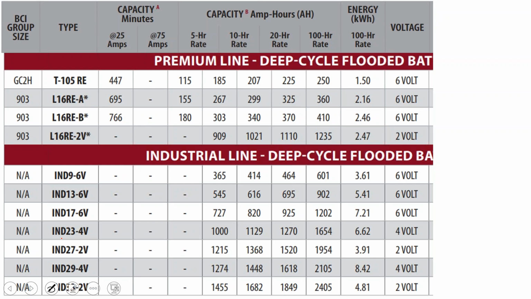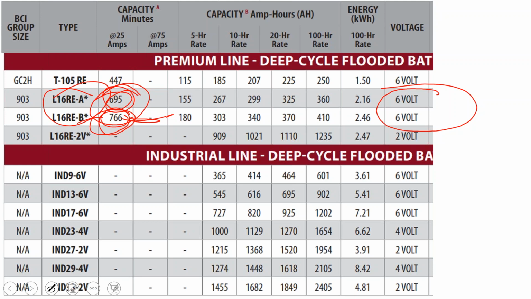Here is a Trojan lead acid battery line. And what I want to point out is, first off, we have the 6-volt battery, the L16RE, A and B. And there's not much difference between these two. The B is a little bit better than the A, but not much. That's less than 10% difference between these two batteries. And I bet you the more energy dense battery costs about 12% more. You make that up on installing fewer batteries. But the flexibility in lead acid is not really there.